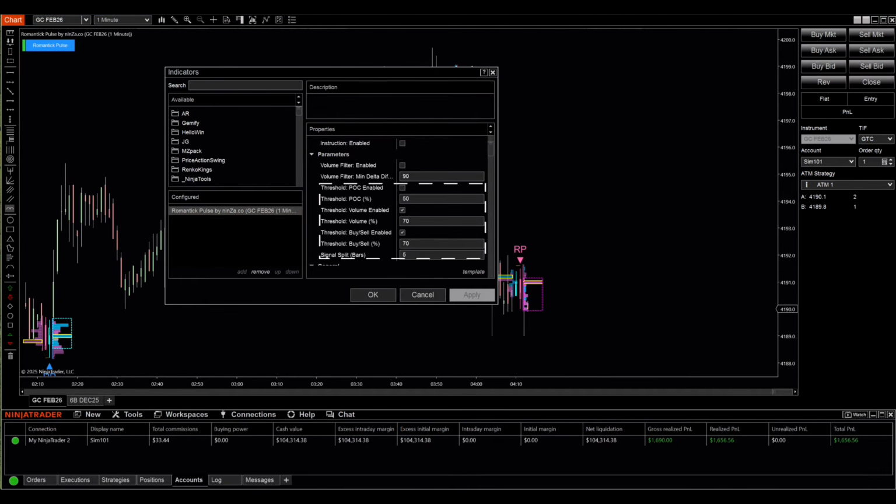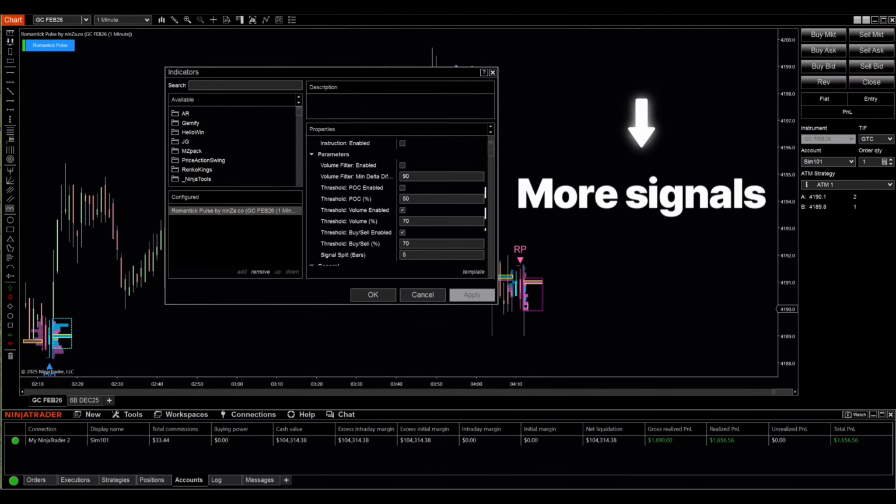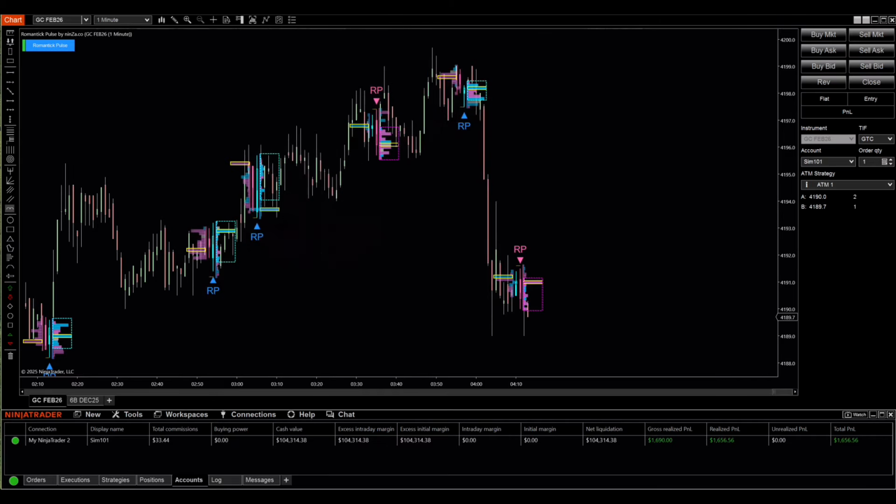From this trade onward, I used a new set of settings. With these parameters increased, more signals appear, but they require more careful filtering to identify good ones.